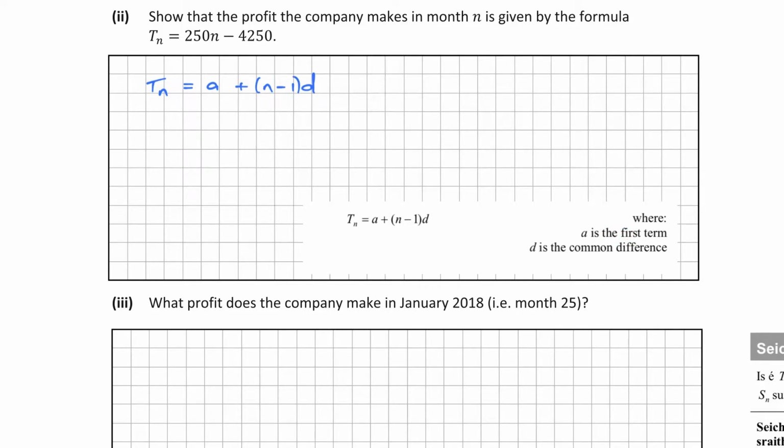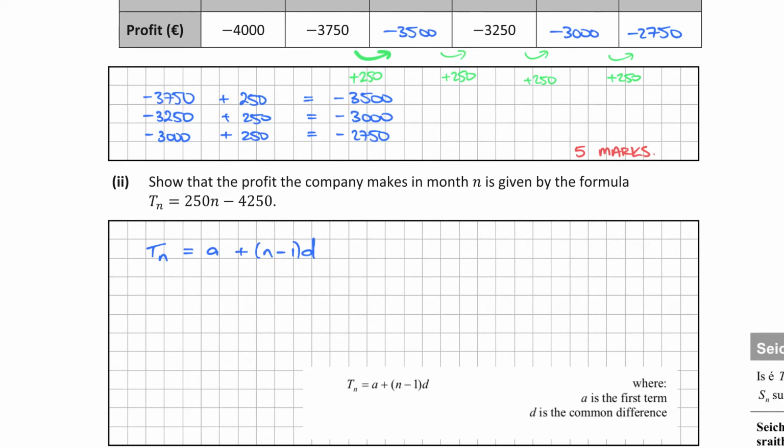So in our pattern, let's go back and look at it. We can say that a is the first term, so a is equal to, in this case, negative 4,000, because that was the first term. And we can say that d, or the common difference, is the difference between each term, and we can see there the common difference between our terms, it's a linear pattern, and it's plus 250. Okay, so we can use that information now to solve our T of n.